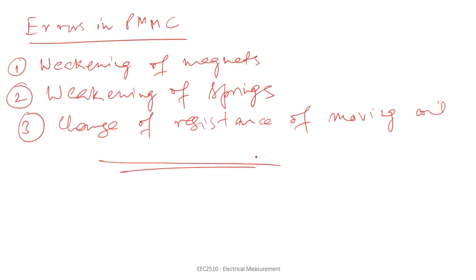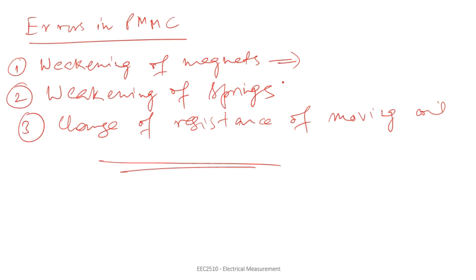Generally, magnets are affected by the aging effect, by heat and vibration treatment, so the strength actually reduces. So weakening of the permanent magnet can be one of the reasons for errors in these type of instruments. Similarly, there may be weakening of springs also. With time it is possible that the springs weaken.